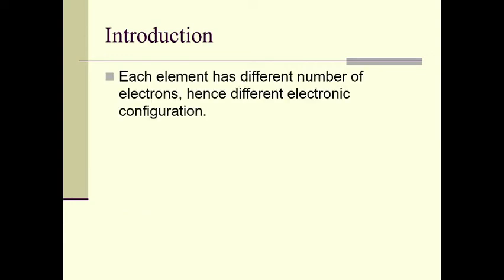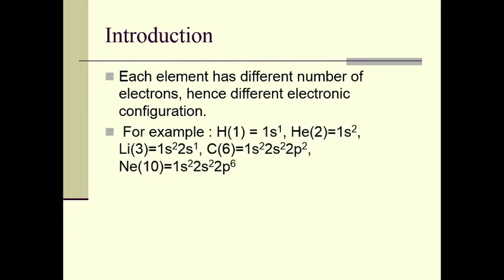Each element has a different number of electrons and hence a different electronic configuration. For example, for hydrogen we have the electronic configuration 1s1. For helium we have 1s2. For lithium, which has 3 electrons, we have 1s2 2s1. Similarly, for carbon we have 6 electrons, so the electronic configuration is 1s2 2s2 2p2. We all know this electronic configuration, so I will not go into detail.